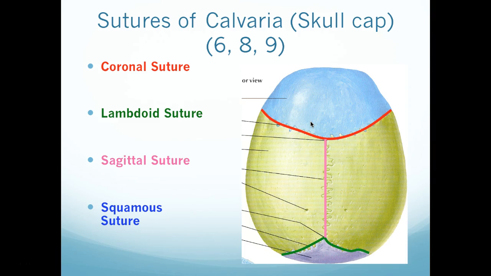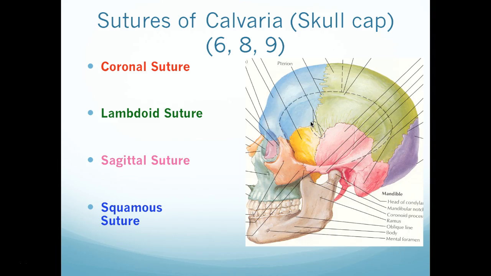And to see your squamous suture, we have to take a look at a lateral view of the skull. Just to review, here's your coronal suture, here's your lambdoid suture, and then we can now see your squamous suture, and that really sits between your parietal and your temporal bones.